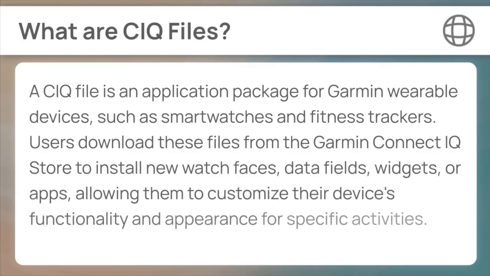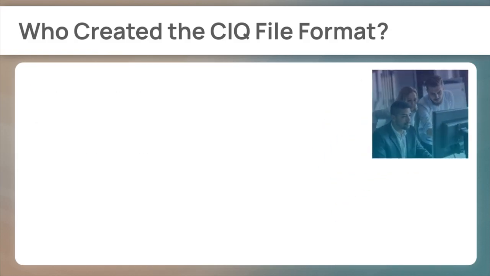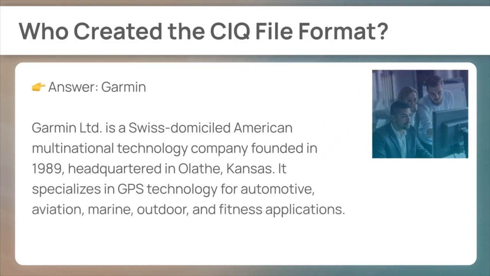A CIQ file is an application package for Garmin wearable devices, such as smartwatches and fitness trackers. Users download these files from the Garmin Connect IQ store to install new watch faces, data fields, widgets, or apps, allowing them to customize their device's functionality and appearance for specific activities.